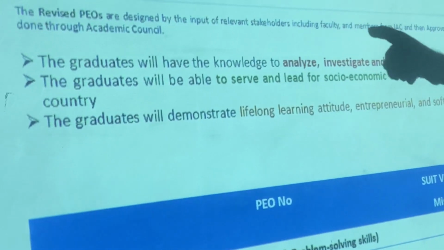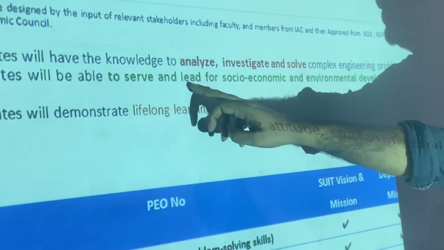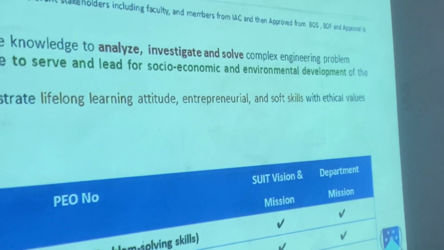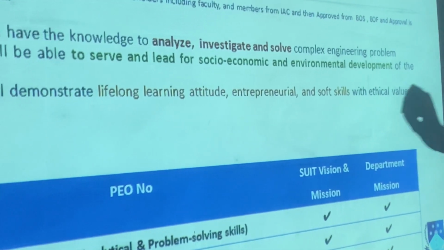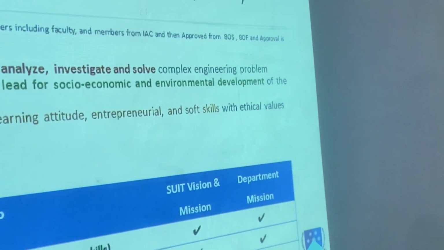The second one: the graduate will be able to serve and lead. So leading skills are involved here, and then socio-economic and environmental development. Before then, the keyword environment was not present in our POs. After the previous year's visit, the Pakistan Engineering Council recommended that we incorporate the word environment. What is the environmental impact of your four years of engineering on society?